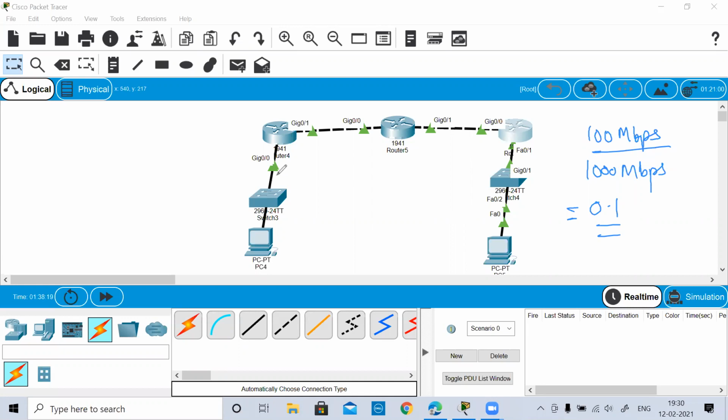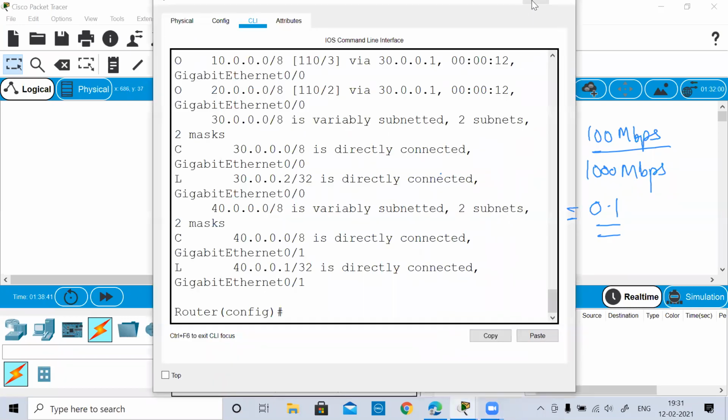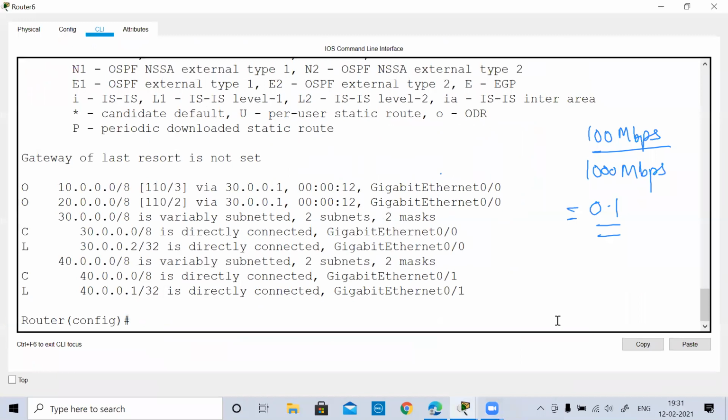Has it taken the fast Ethernet interface? No, we are on the gigabit interface. If it is taking 100 Mbps, then only the cost is going to be 1. Ma'am, I think there is a fast Ethernet on the third router. Right, so in that manner, this is the cost which is being evaluated.